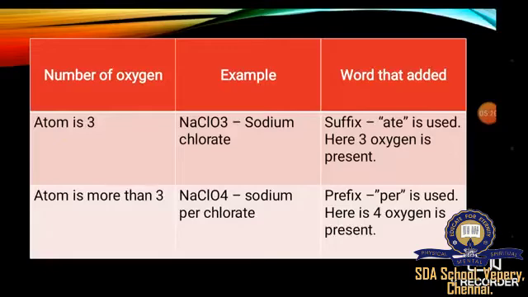If the number of oxygen atoms is 3, then the suffix ate is used. Example NaClO3. Here we have 3 oxygen atoms, so it is named as sodium chlorate. The next type is if the oxygen atoms present in the compound are more than 3, then the prefix per is used. Example NaClO4. Here we have 4 oxygen atoms present in this compound, so it is named as sodium perchlorate.